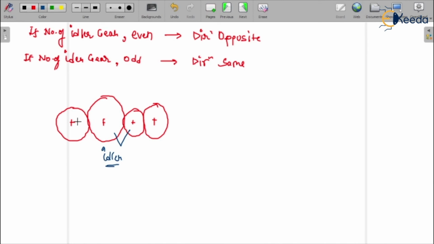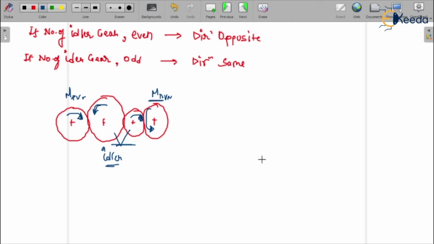So what would be the direction of the main driver and main driven? If this is in clockwise direction, this would be in anti-clockwise. If this is in anti-clockwise, that would be in clockwise. If this is in clockwise, that would be in anti-clockwise. So you can see here the main driver and the main driven are in opposite directions, because the number of idler gears between them is even, that is 2. If the number of idler gears is odd, then the direction will be the same. So you just have to remember this concept for the direction.